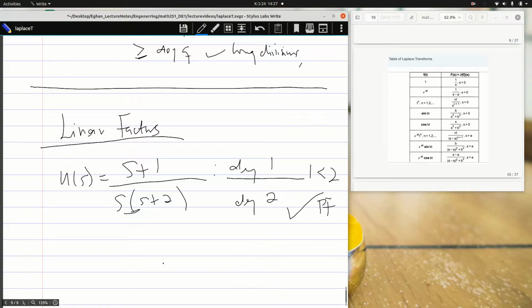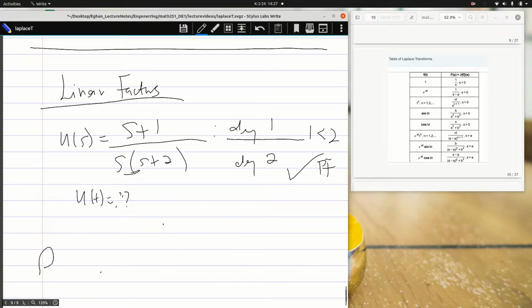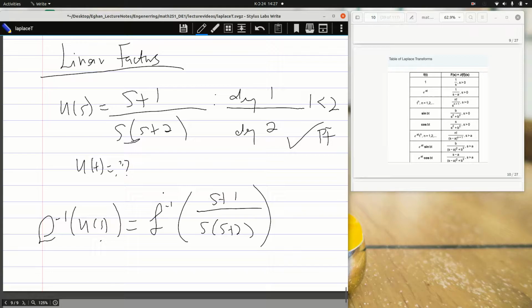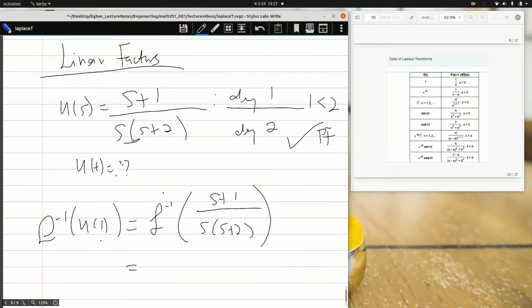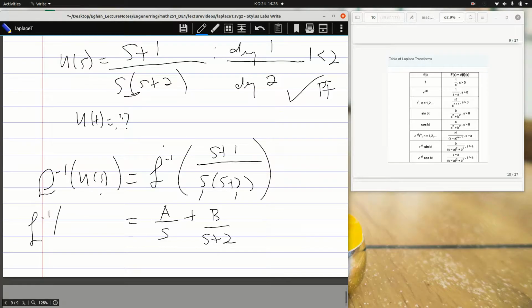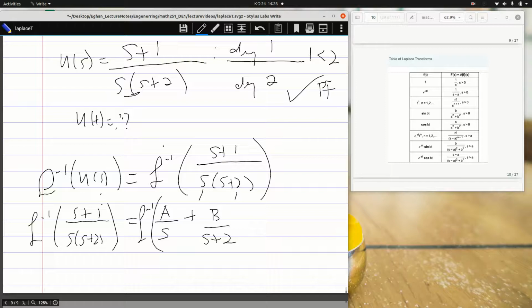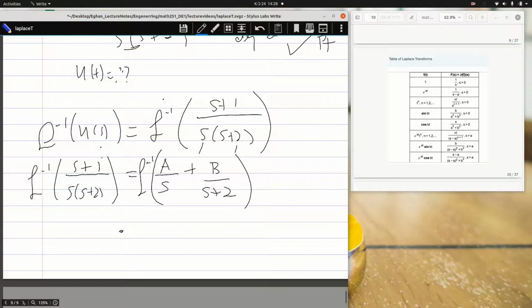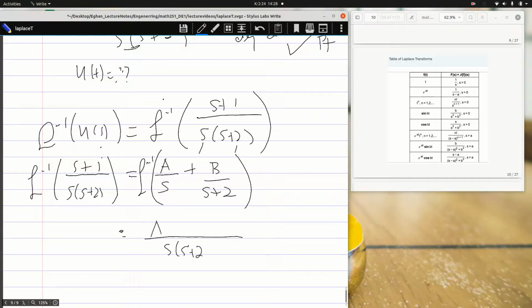Because I want to find u(t), the question is what is u(t) in time? It means I have to take the Laplace inverse. So Laplace inverse of U(s) is going to give me the Laplace inverse of every term here. And because this is linear, this is linear, it means this is the same as A on s plus B on s plus 2. So Laplace inverse of s plus 1 over s times s plus 2 is the same as Laplace inverse of these terms. I can take the LCM here, and A takes s plus 2, B takes s. I'm going to compare these ones.